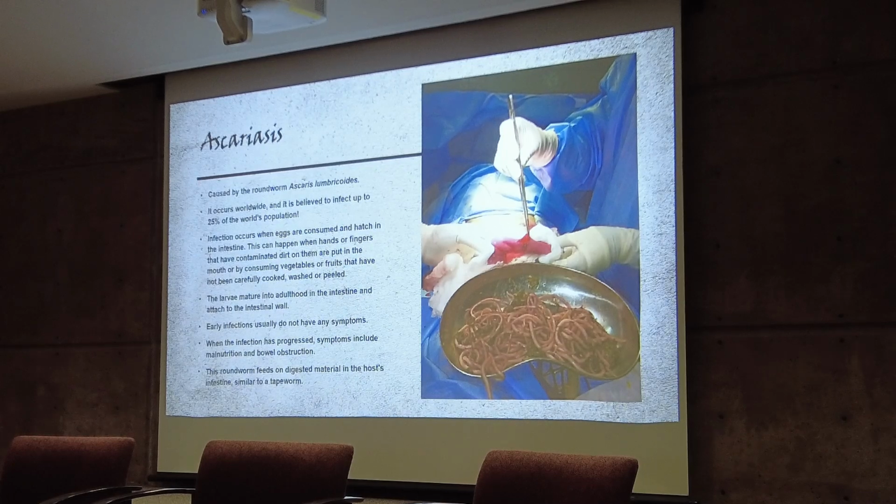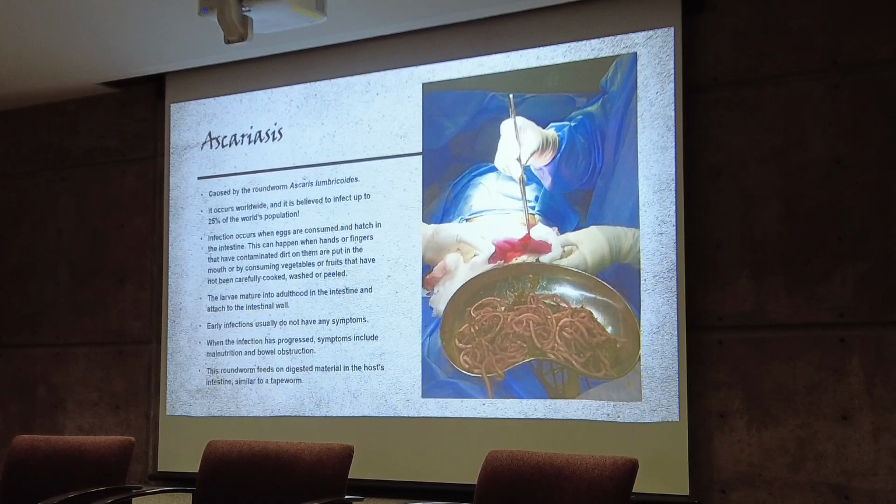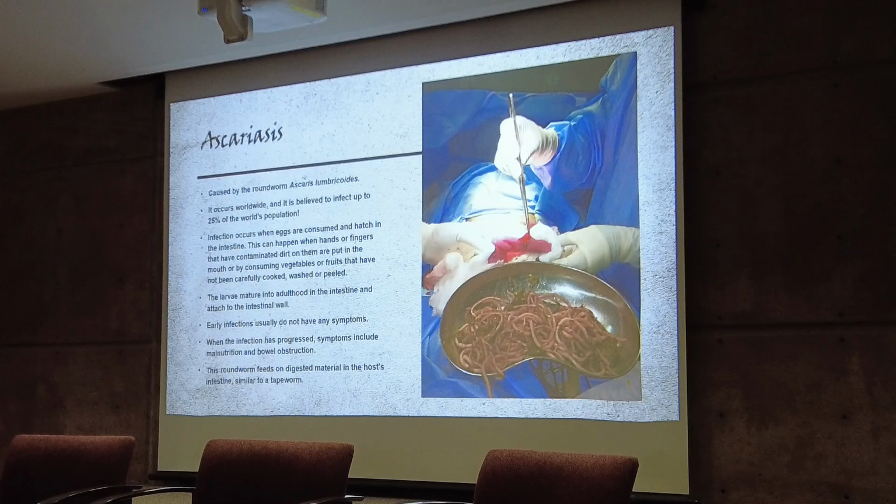The larvae mature into adulthood in the intestines and attach to the intestinal wall. Early infections usually do not have any symptoms. When the infections progress, symptoms include malnutrition and bowel obstruction. This roundworm feeds on digested material in the host intestine, similar to a tapeworm.